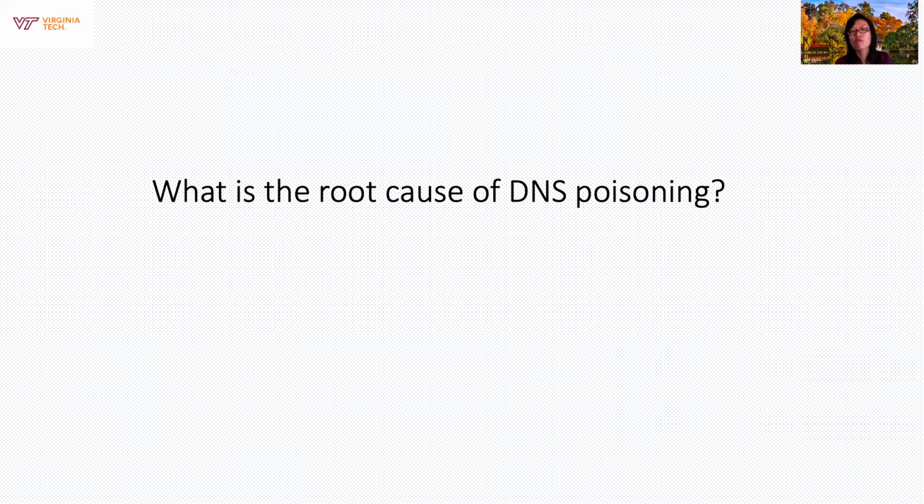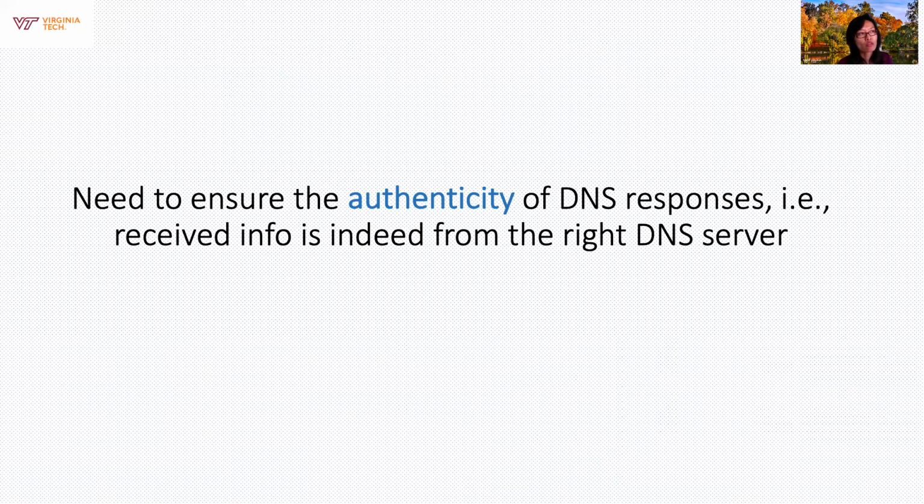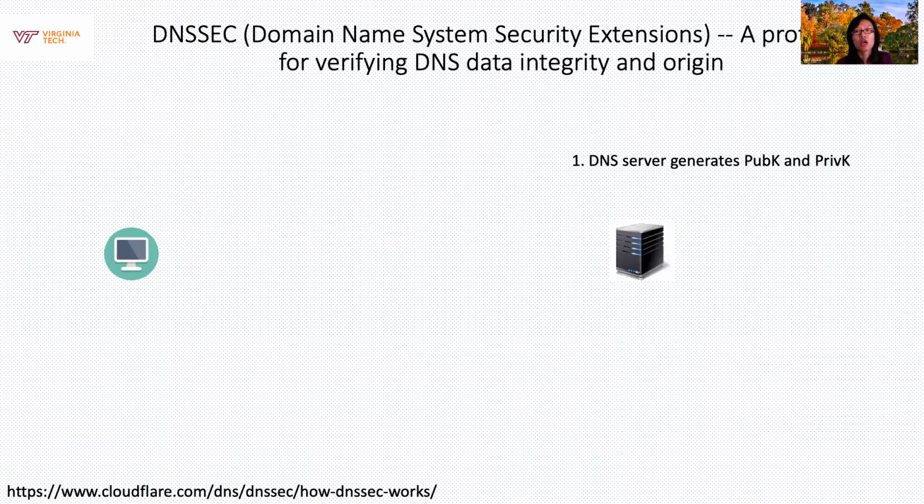So the root cause, of course, is that there's no authentication among name servers. In order to authenticate, you have to know, okay, am I talking to the right name server? There may be some keys involved, just like what we did in TLS. And that's exactly what's necessary. DNSSEC is called the Domain Name System Security Extension. It ensures integrity and origin, so it's authenticity. There's no particular confidentiality involved, because all this information is public.